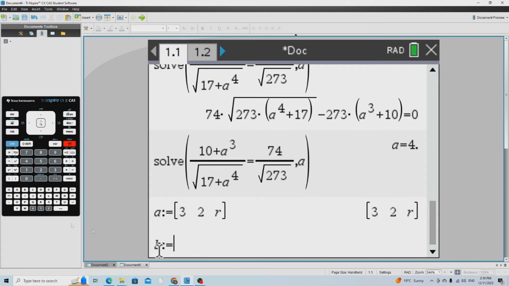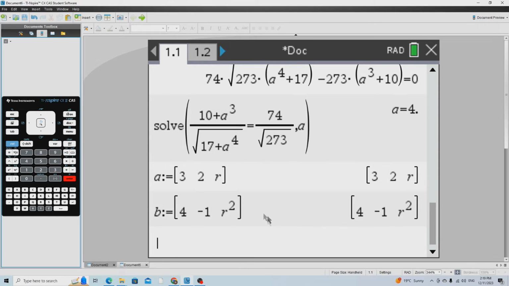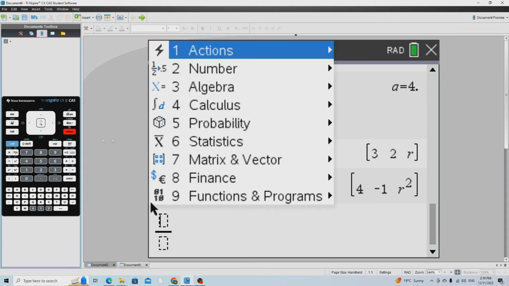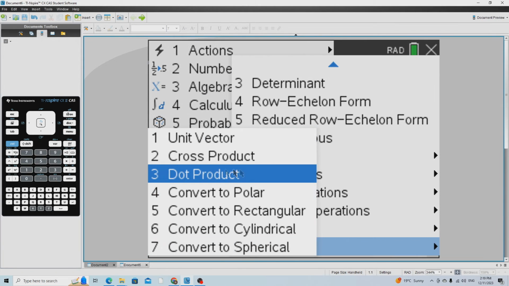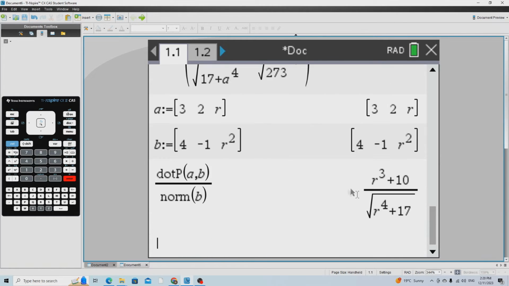And the vector B is just 4, -1, R squared. Oops, I didn't write in vectors. So 4, -1, R squared. Is that right? So we've got these beautiful expressions. What I want to do is, we know that the cosine involves the dot product of A and B and the magnitude of A and B. So to get the dot product, you go menu, matrices and vectors, down to vector, and you go to the dot product. We want the dot product of A and B, and we want the magnitude of B, so you just write norm of B. Enter, and it gives you this expression.